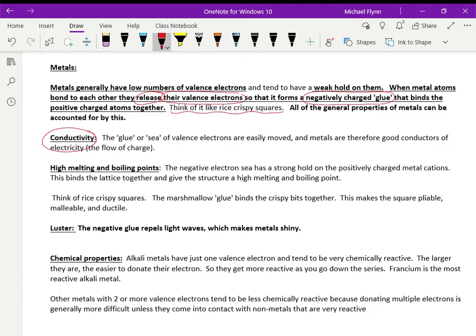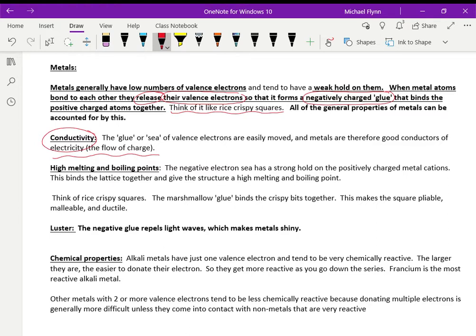Well, if you have a loose hold on your valence electrons, and they're sort of floating around there in the sea of electrons, well, they're easily moved. And so when we give them a little push, they'll start to flow through the metal, and that's conducting electricity. So that's why metals are good conductors. They support the flow of charge. The soup can flow, a negatively charged soup.